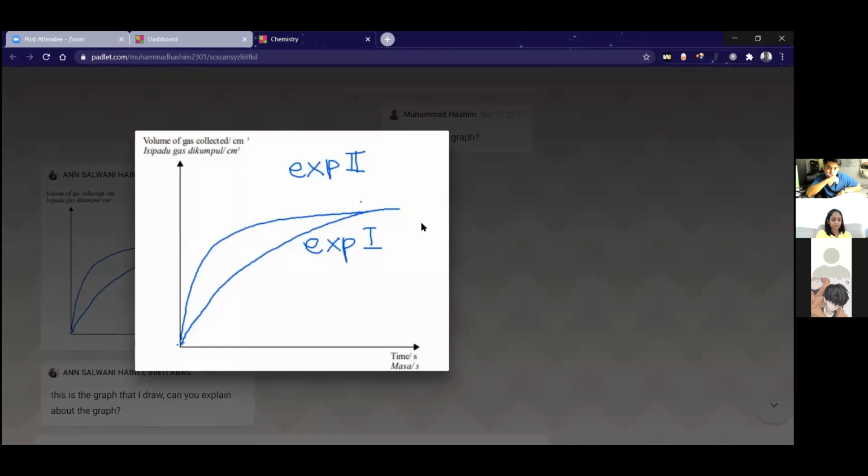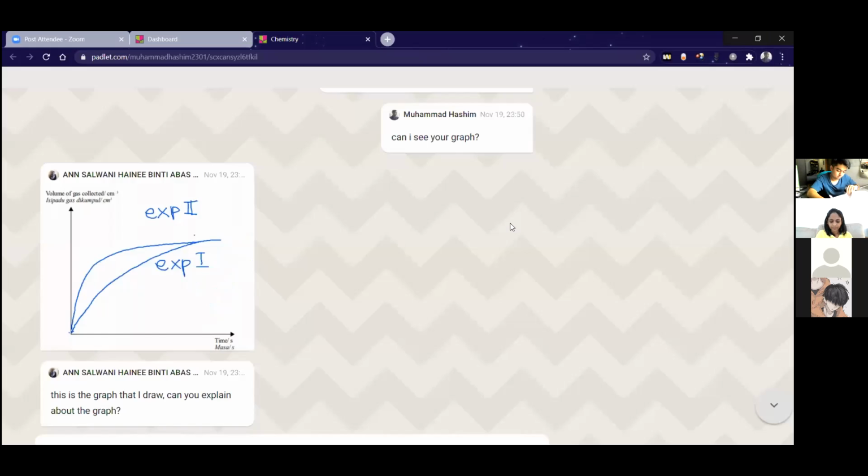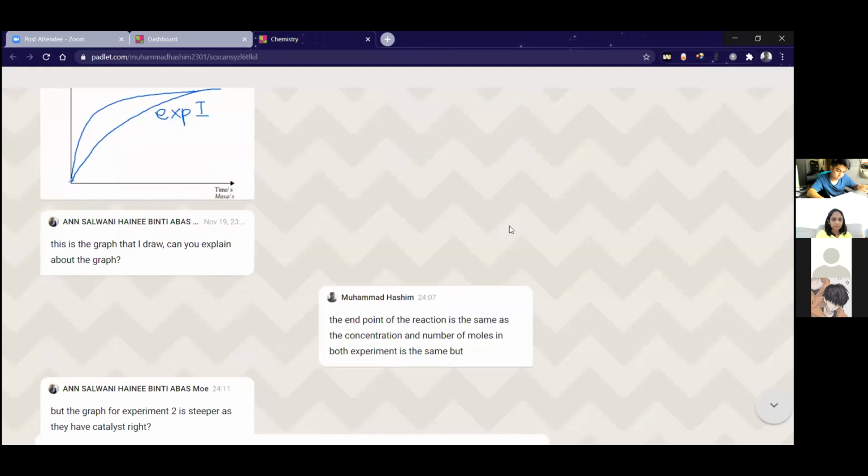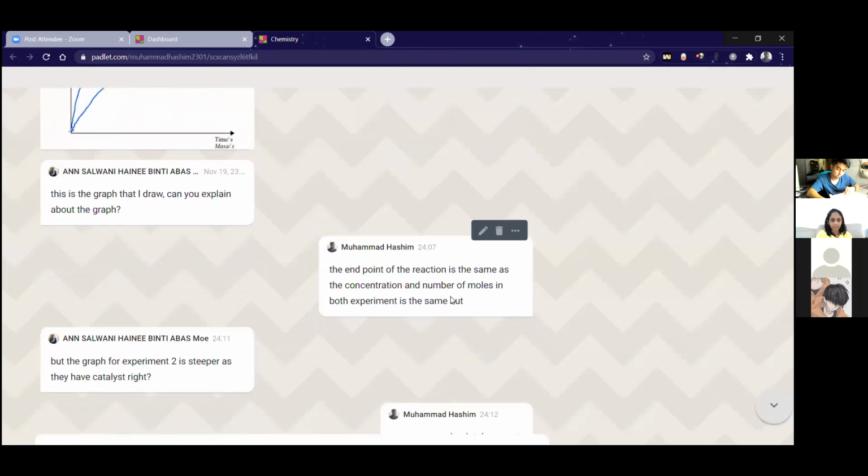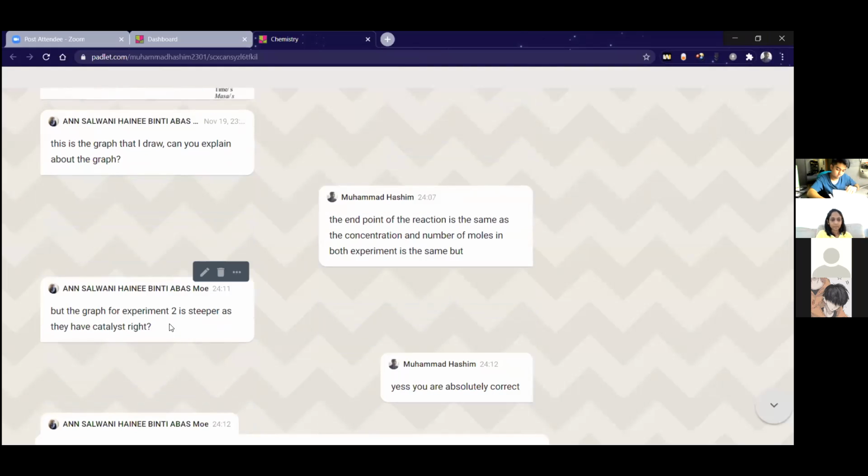This is the graph that I drew. But can you explain about the graph? Okay, the endpoint of the reaction is the same as the concentration and number of moles in both experiments is the same. But the graph for experiment 2 is steeper as they have catalysts, right? Yes, you're absolutely correct.